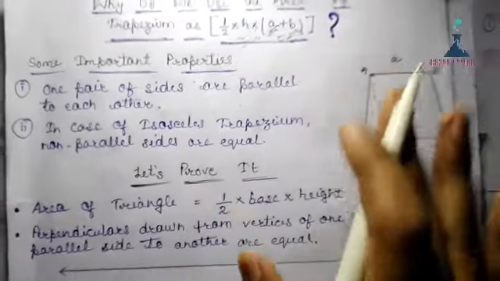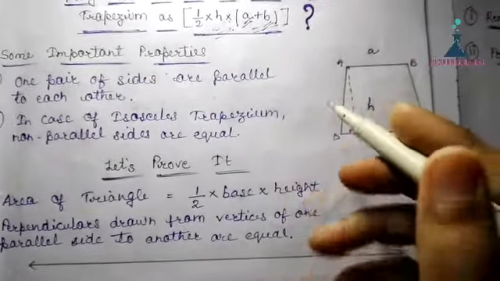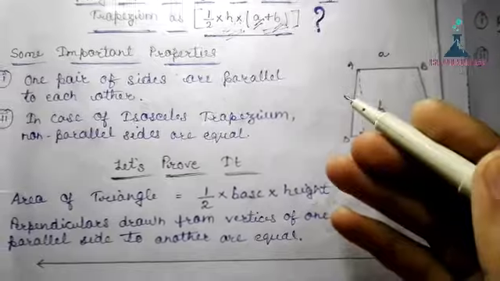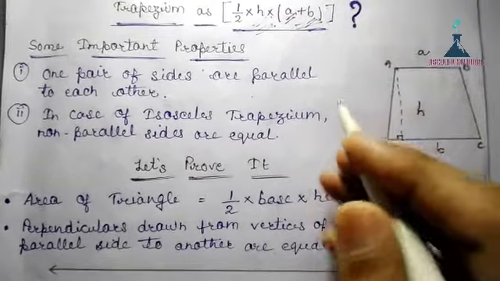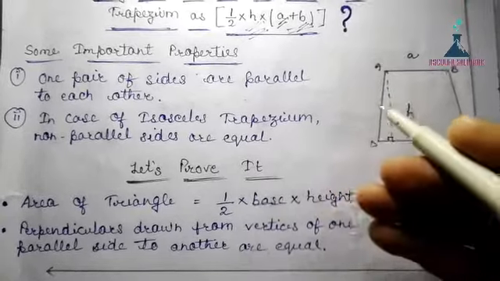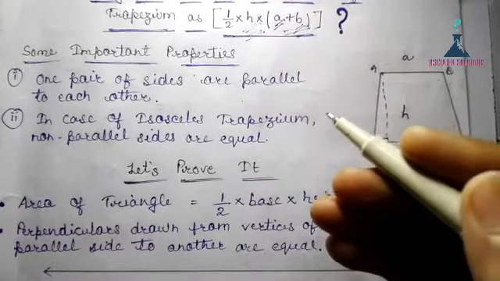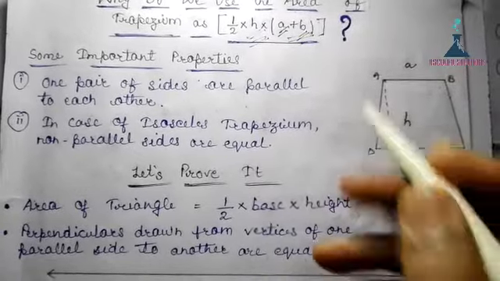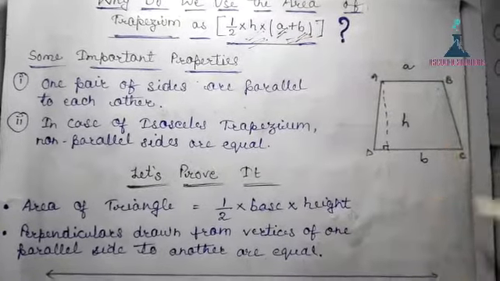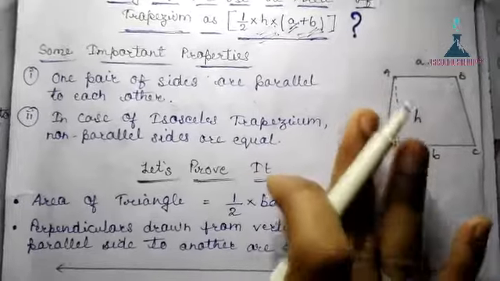Now friends, let's move forward. Before moving forward, at first let me tell you what a trapezium exactly is. A trapezium is a quadrilateral in which one pair of sides is parallel. As you can see, AB is parallel to CD, but AD is not parallel to BC in this case.